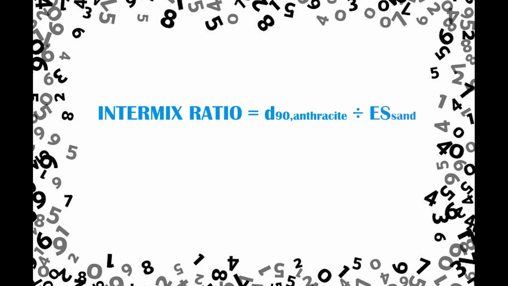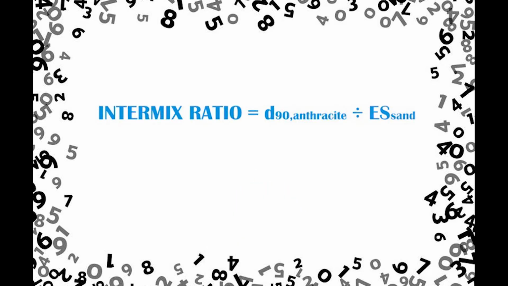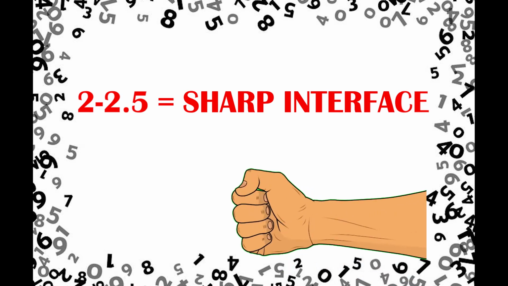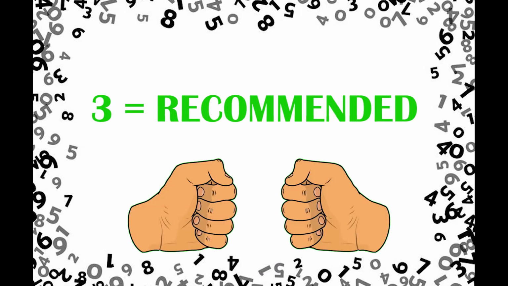An intermix ratio, calculated as the D90 of the anthracite divided by the effective size of the sand, of 4 results in undesirable and substantial media intermixing. A ratio of 2 to 2.5 causes a sharp interface, which may bind the filter. An intermix ratio of around 3 is recommended and provides effective transition between the two medias.